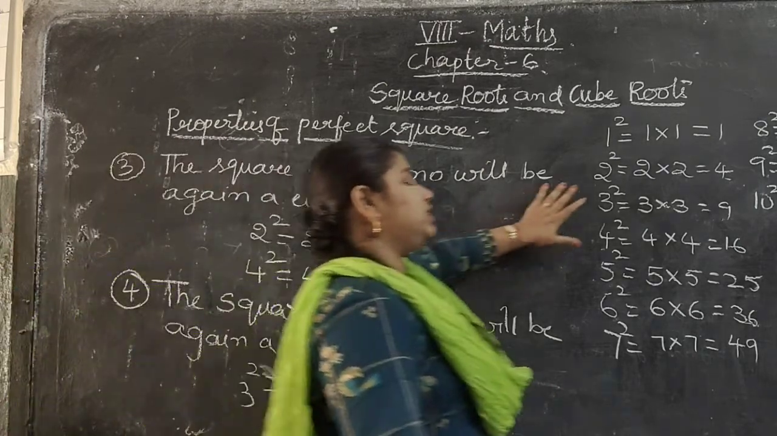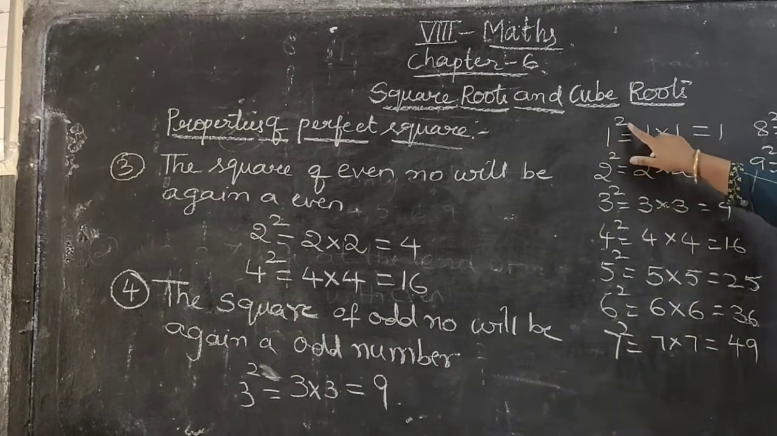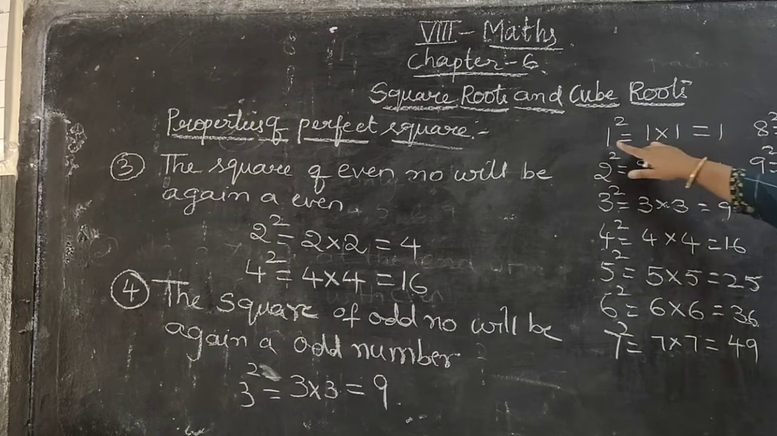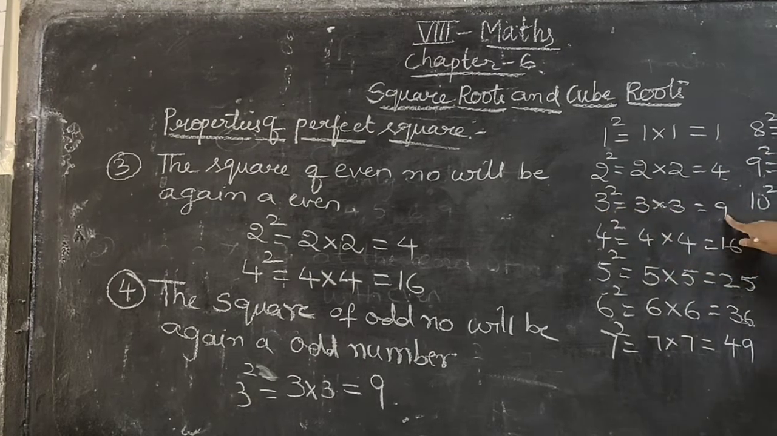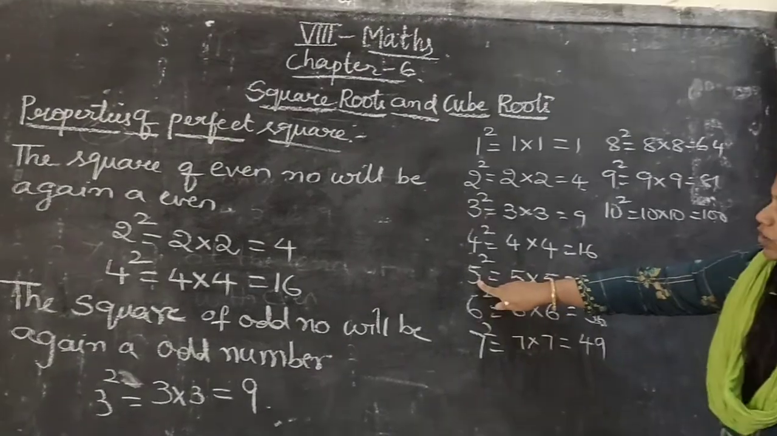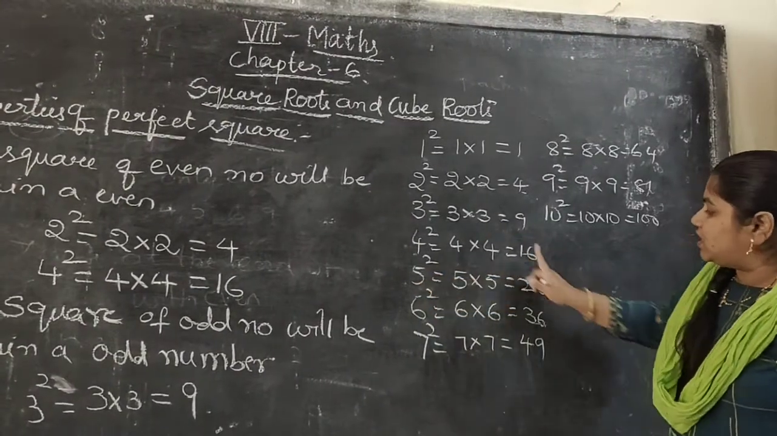In the same way you can see in this set, 1 is an odd number, the square of 1 is again 1. So 3 square is equal to 9. 3 is an odd number, 9 is also an odd number. Here 5 is an odd number, the square of 5, the result is how much? 25.